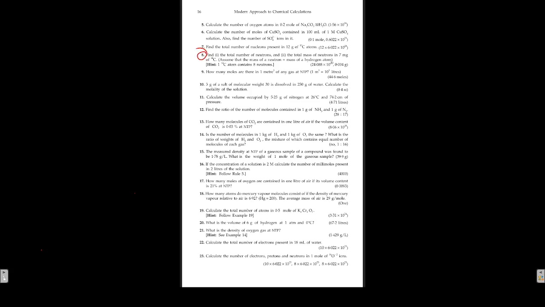Find total number of neutrons. Here we have to find the total number of neutrons and the mass of neutrons in 7 milligram of carbon 14. Here 7 milligram of carbon 14 is given. So we can say 7 into 10 to the power minus 3 gram of carbon 14 is given.